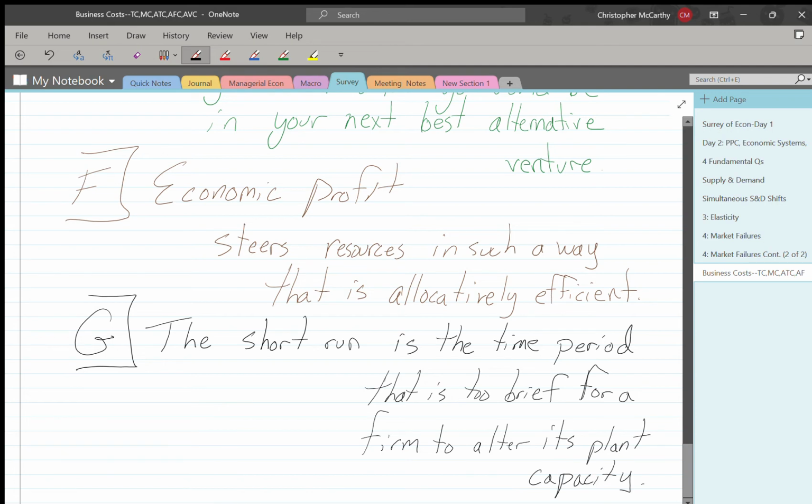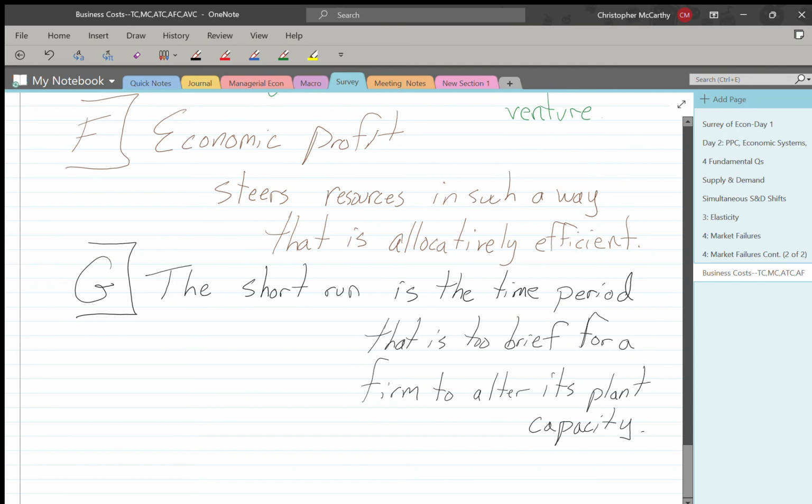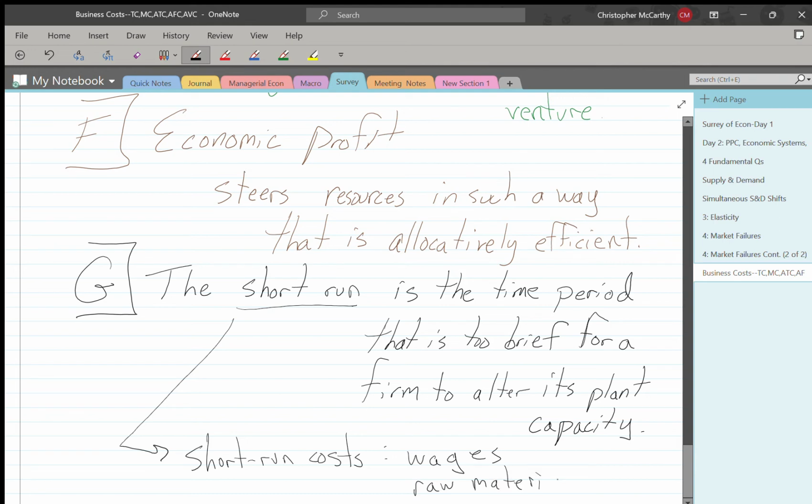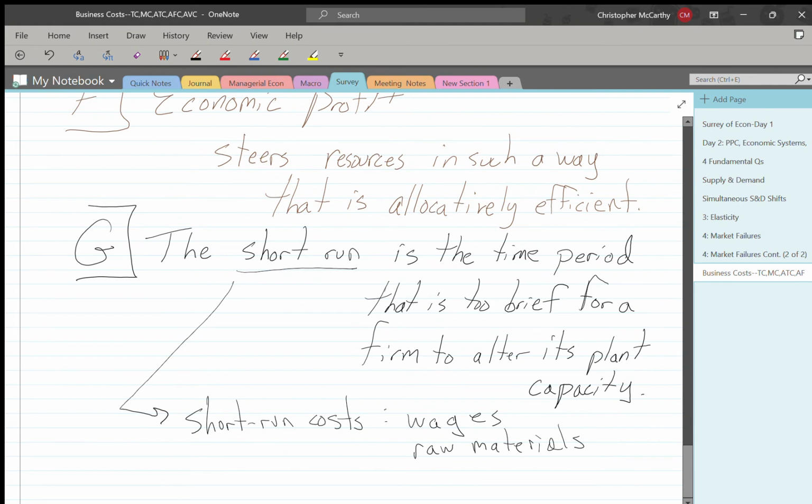So it means that some things are fixed, some things cannot be changed. The size of your factory, the size of this school, right? You know, as we see with the math and science building, right? It takes a long time in order for us to expand the capacity of classrooms or the number of classrooms or things like that, right? It's not the short run. So the short run is just whenever at least one thing cannot be changed. So when we talk about short run costs, those include wages, raw materials, really anything that's used up in production.